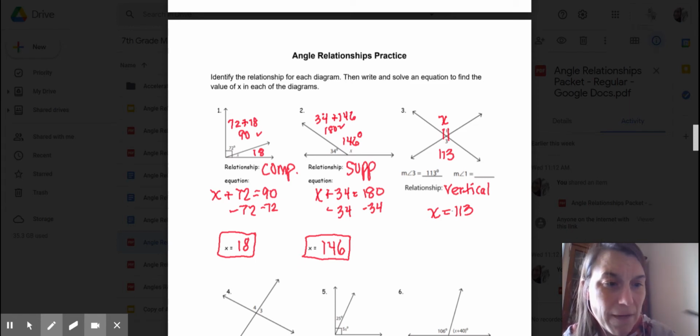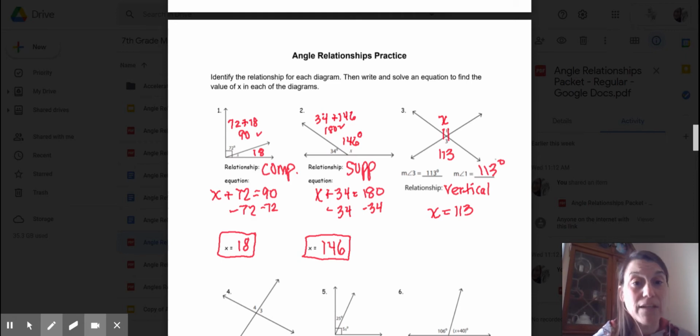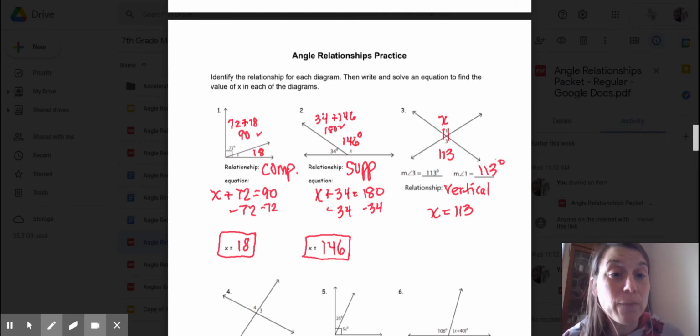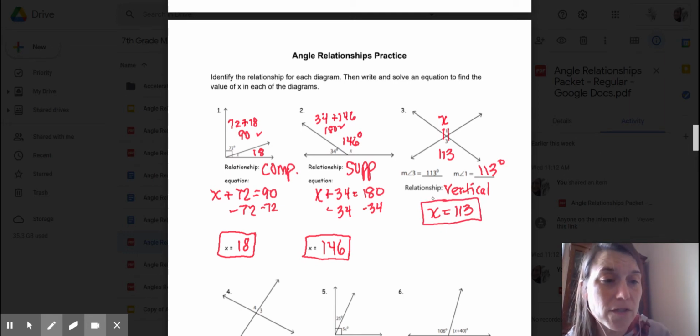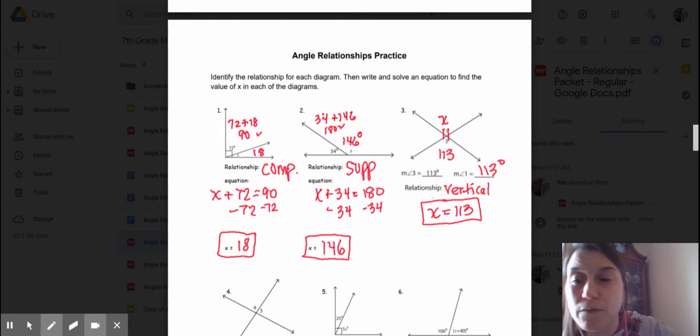Now I'm the one that made angle 1 x, so I can't leave it like this. I have to write that the measure of angle 1 is 113 degrees. And how can I check it? They're the same. I'm done checking it. So there you go, that's examples 1, 2, and 3. I like to box our solutions. So let's look at some more difficult problems.